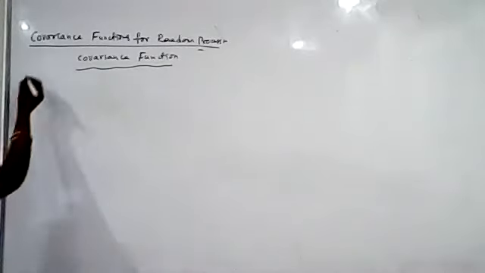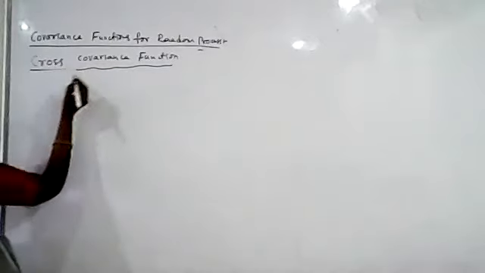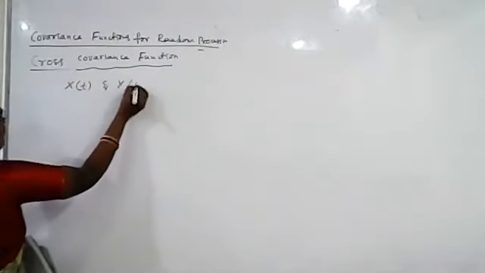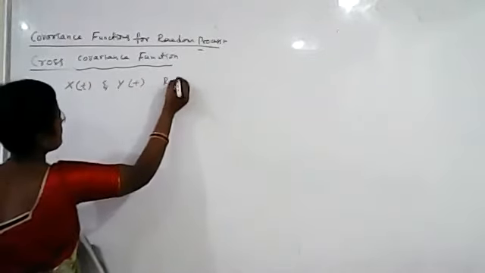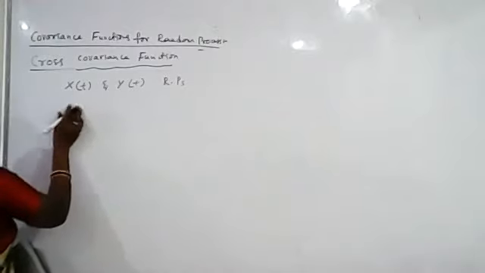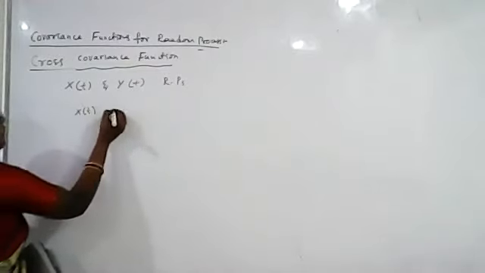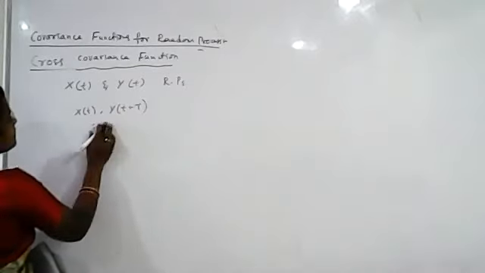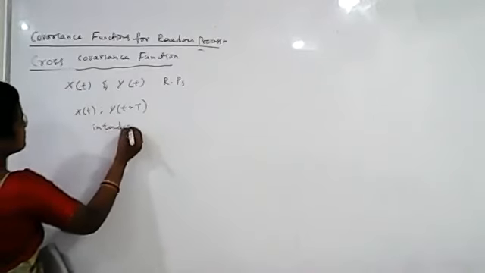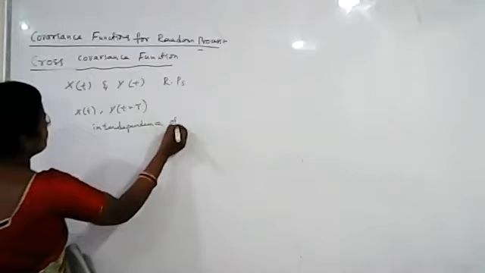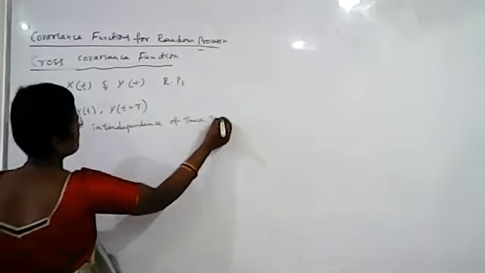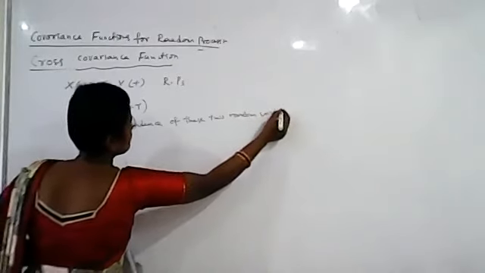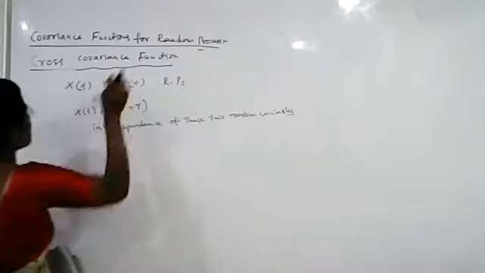Cross covariance. Here we are considering two random processes, x of t and y of t. From these two random processes, we get two random variables, x of t and y of t plus tau. The interdependence of these two random variables gives us the cross covariance.